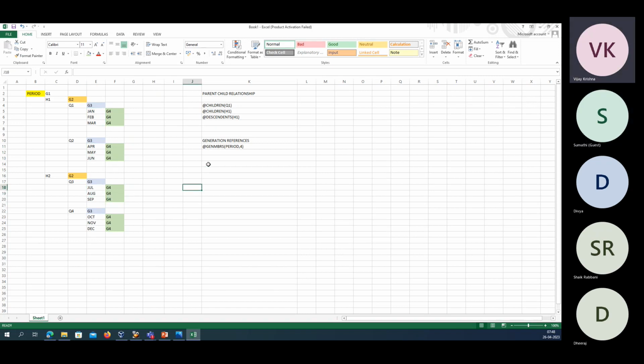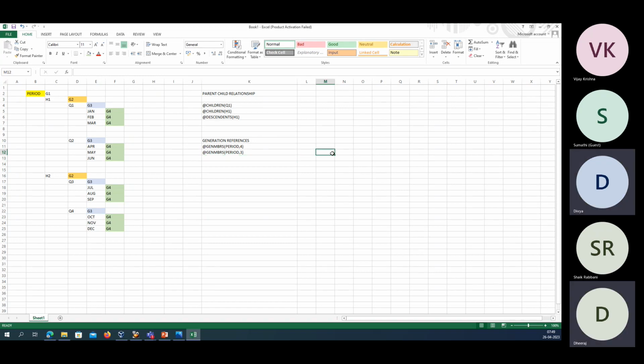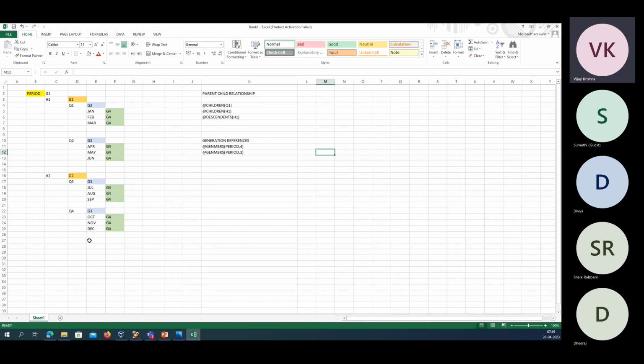Now if I tell the system, give me the generation members from the period dimension, give me all the generation 3 members. Now which members am I referring to here? Quarters, only quarters. So quarters are at generation 3. I'm only referring to quarters. So that is how we are using generation references. That is how you have to understand your hierarchy and which members I'm referring to. That is called generation references.